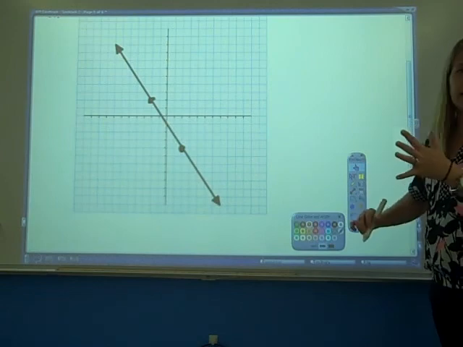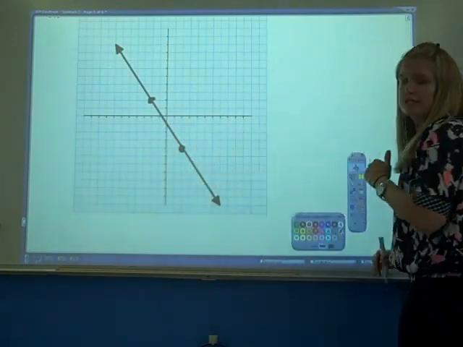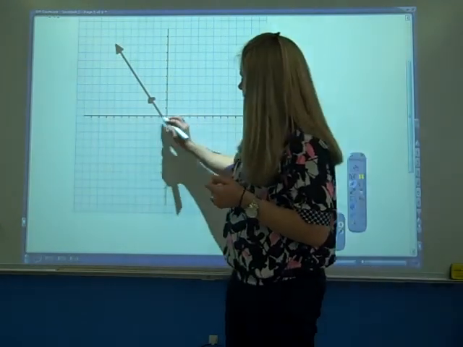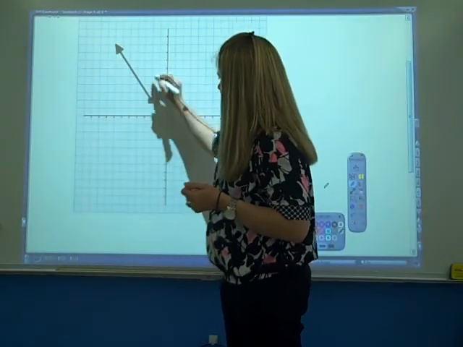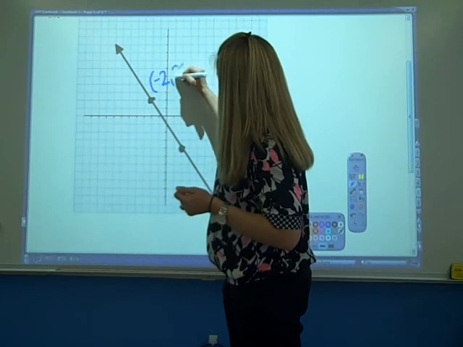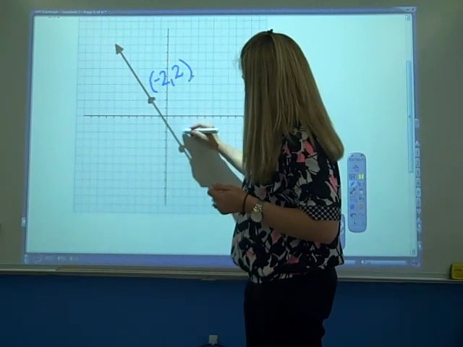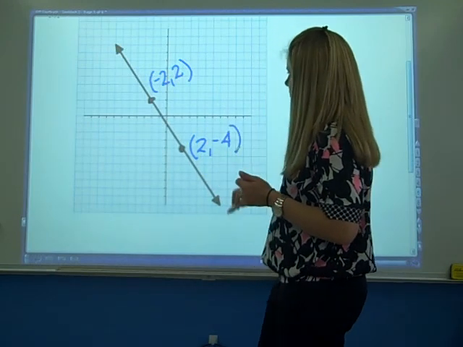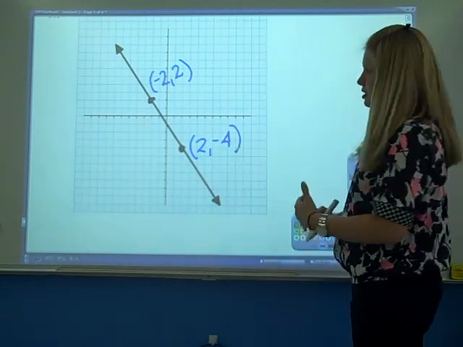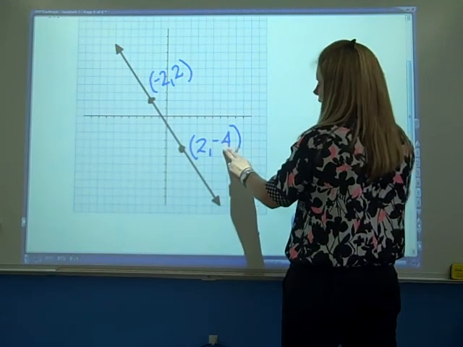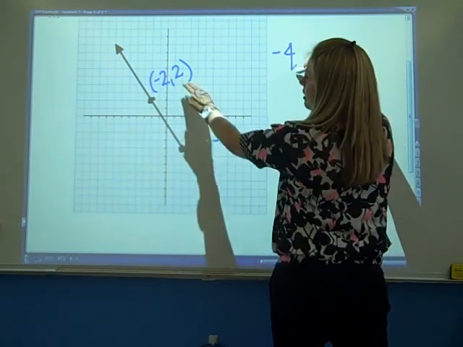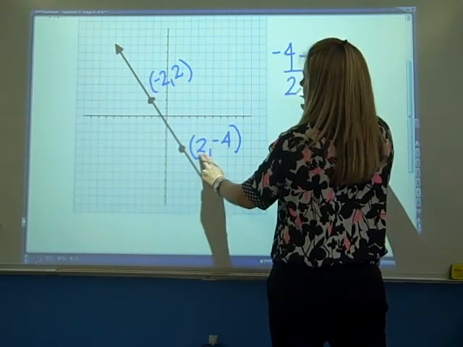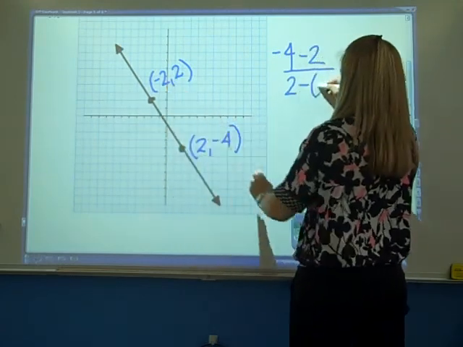This one, just looking at it, from left to right, you see that it's falling. That means you better get a negative answer when doing this one. This ordered pair is -2, 2. And this one is 2, -4. Okay, same slope then. Do your y's first. -4 minus 2 over 2 minus -2.